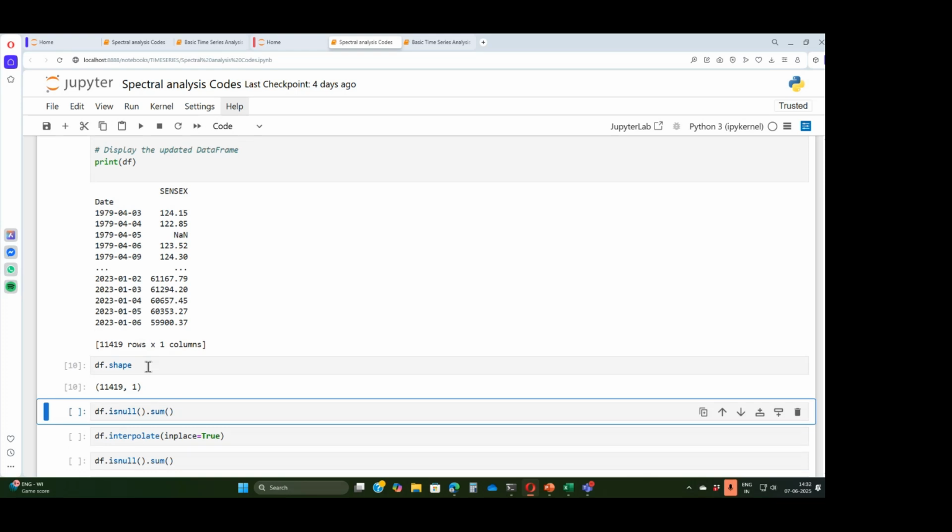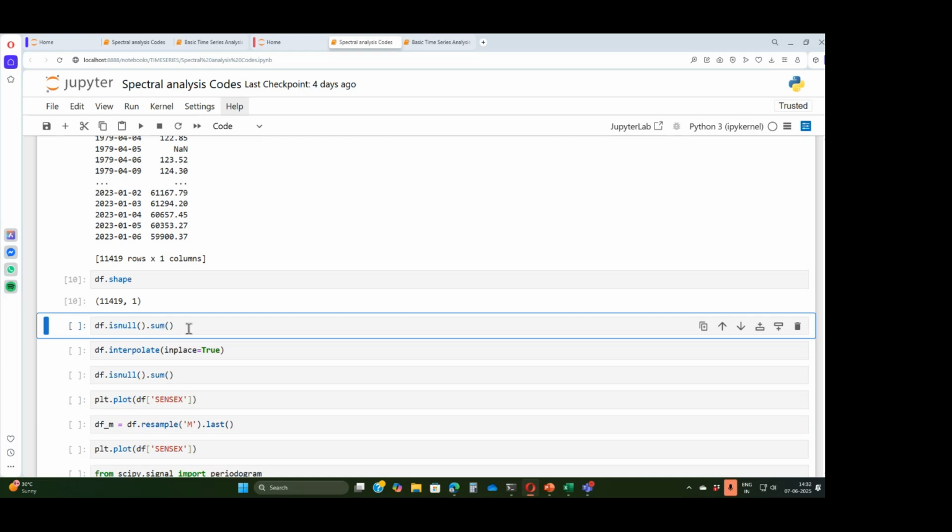It's daily data starting from 1979, which means you're talking of before Harshad Mehta's scam. Harshad Mehta's scam came in, sorry, 1992, yeah. So this is a long series from the Bombay Stock Exchange. I've got it from the BSE website.